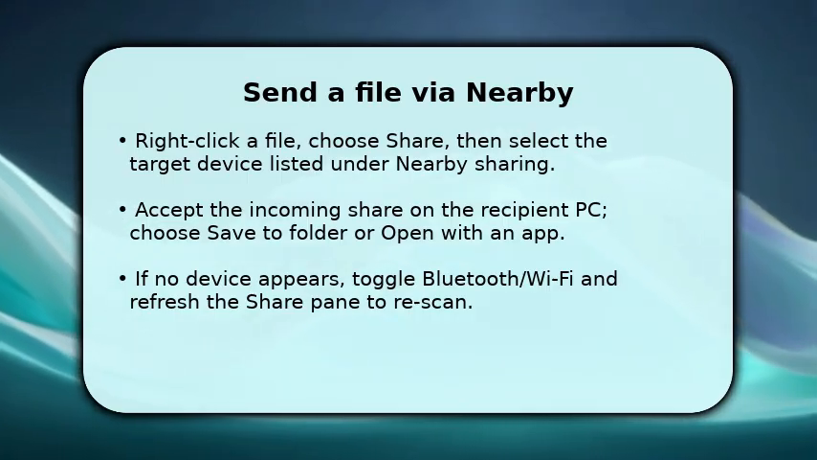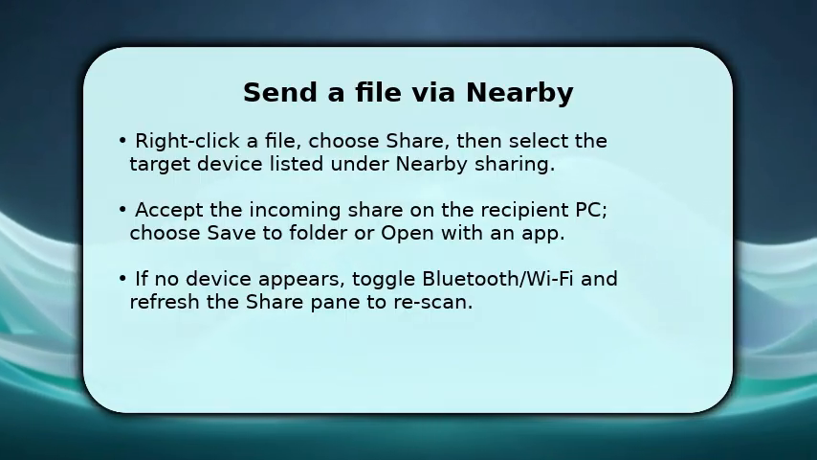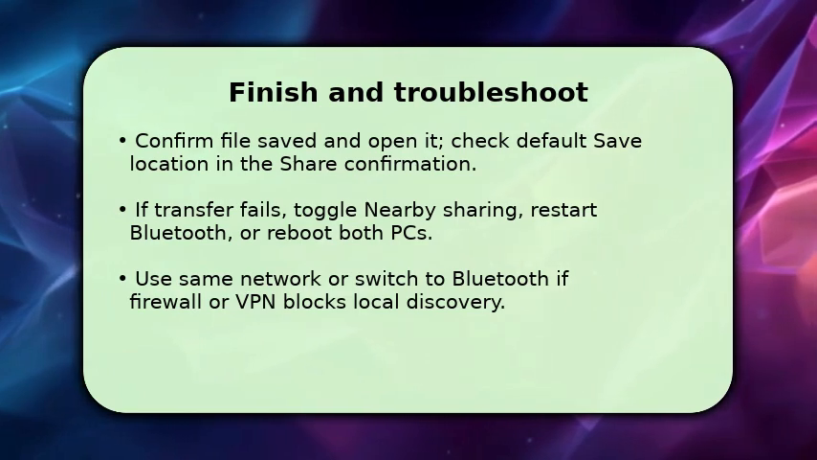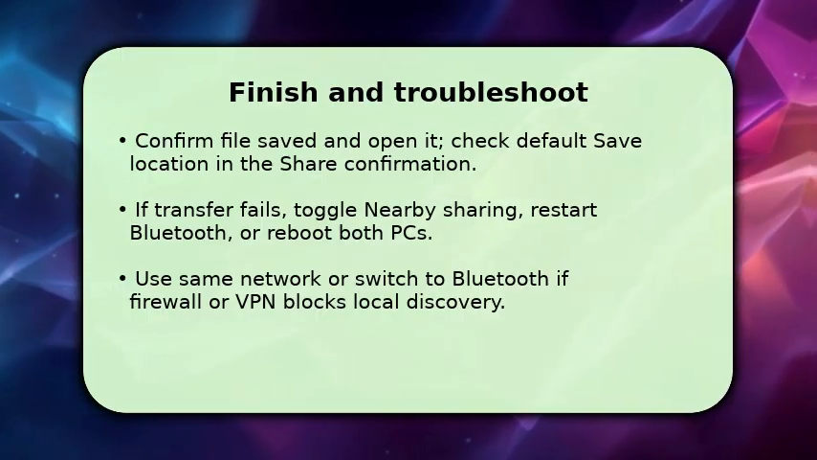Make sure both screens are unlocked while exchanging so prompts are visible and accepted without delay. Finish by verifying the file opened correctly and that it landed in the expected folder. Adjust the recipient save location on the prompt if needed.